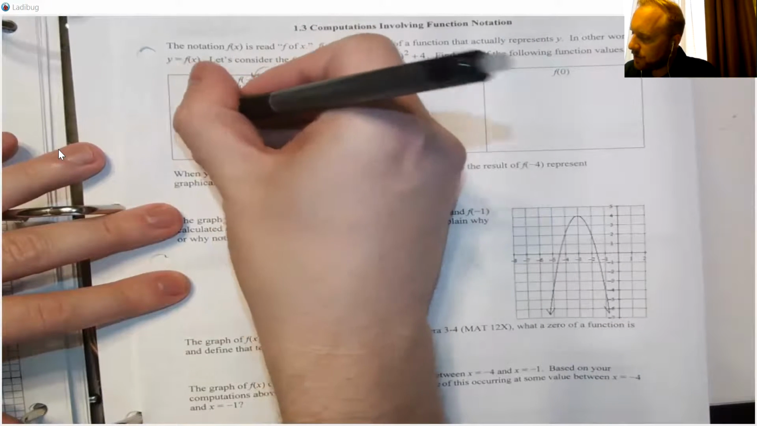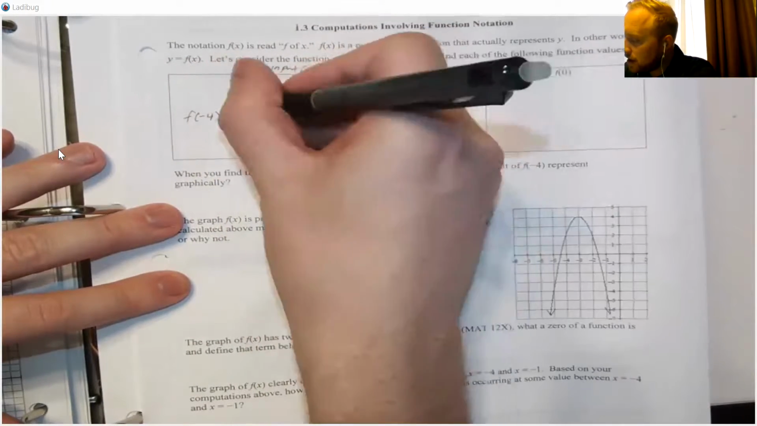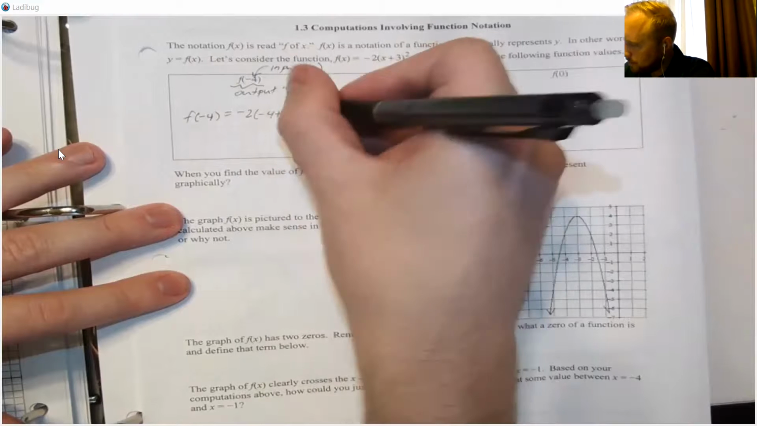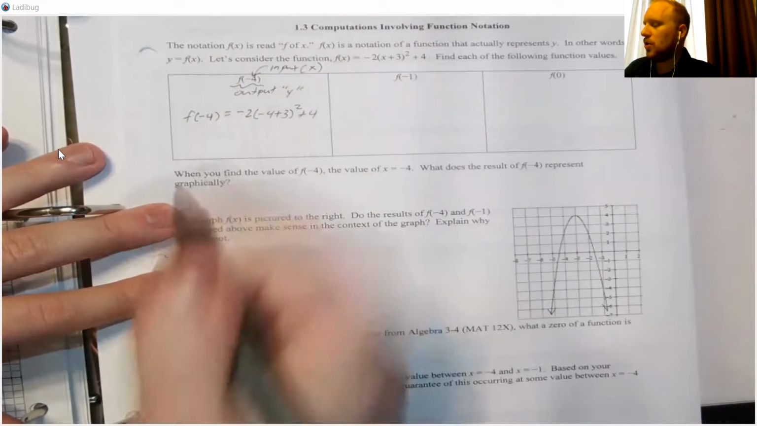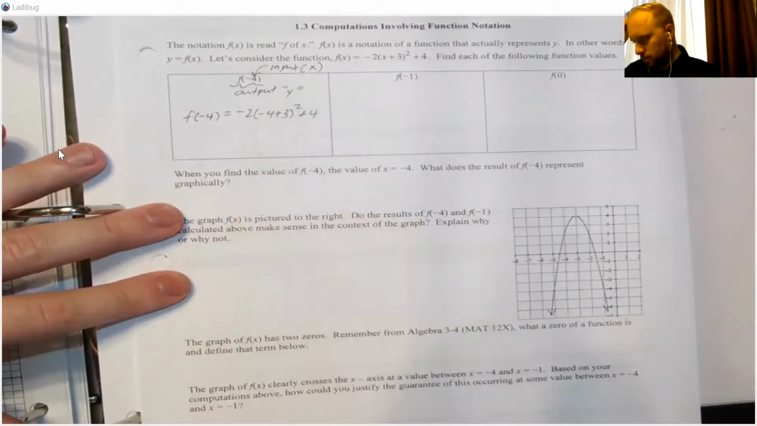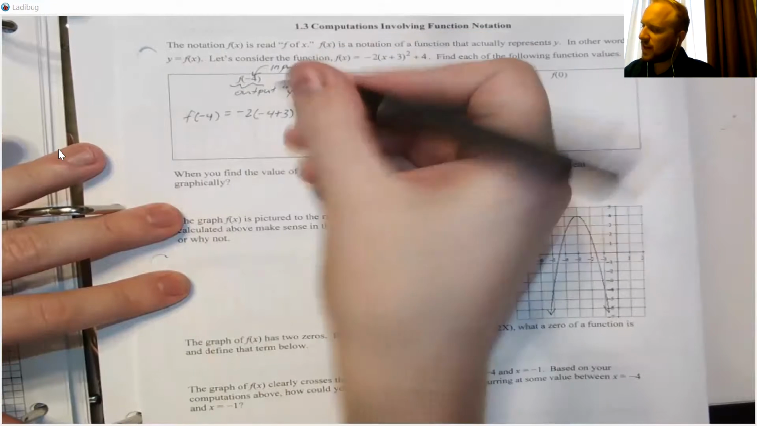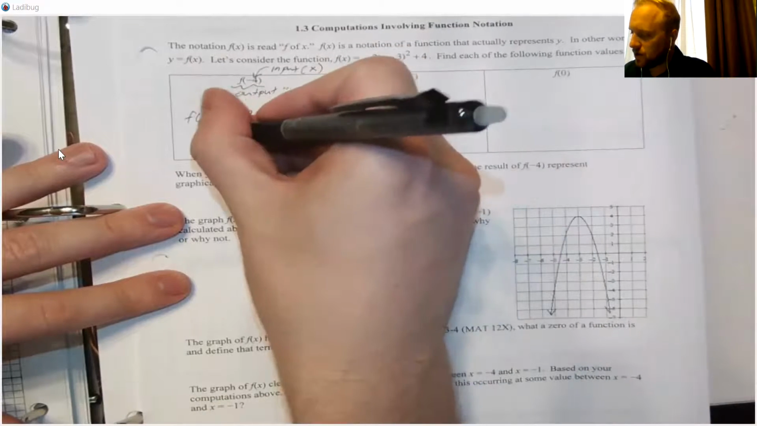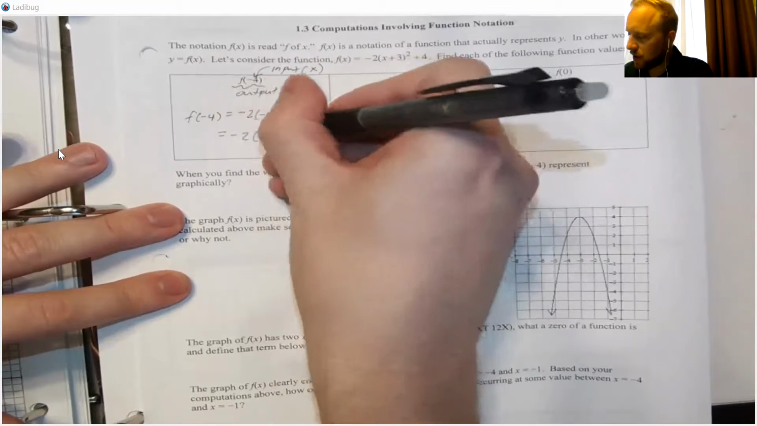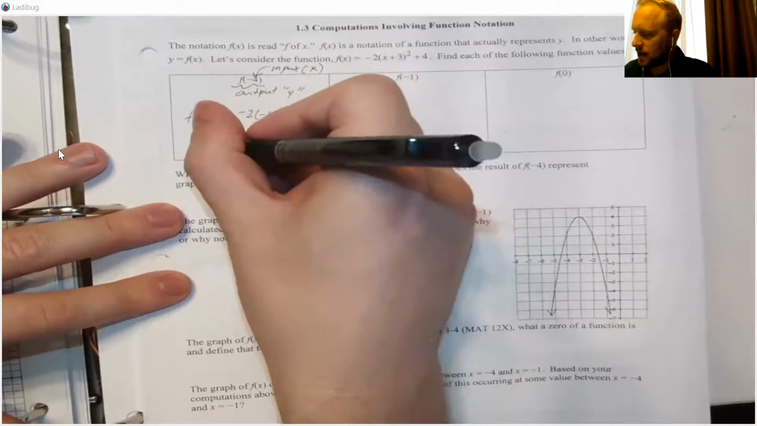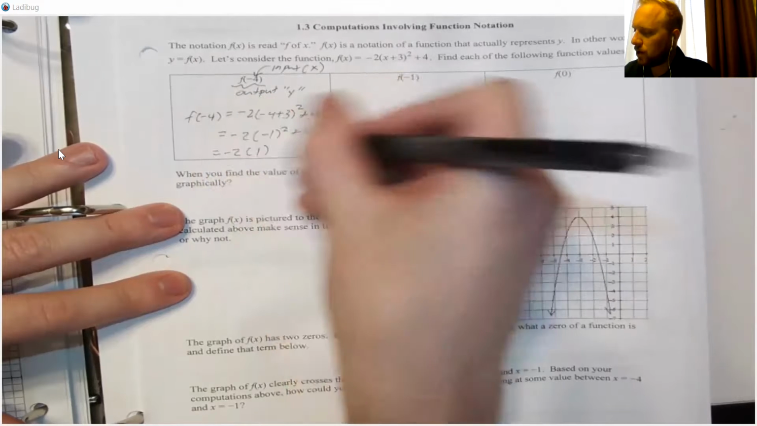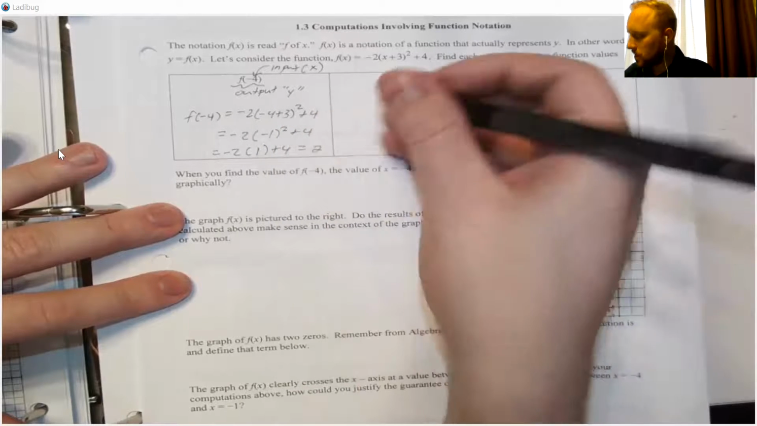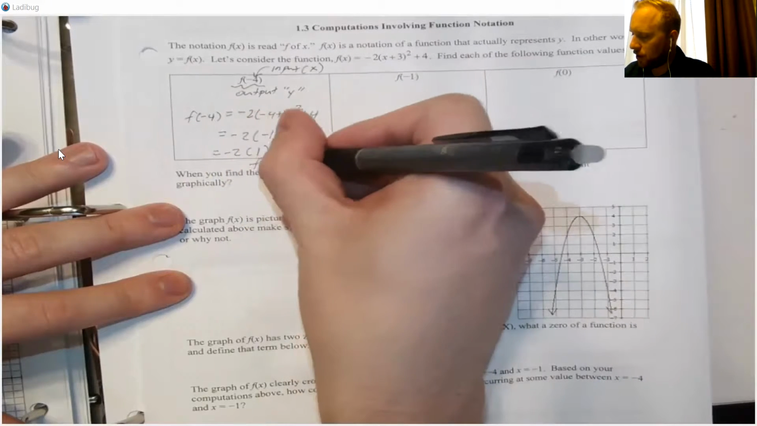So f of negative 4 is equal to negative 2 times (negative 4 plus 3) squared plus 4. You'll notice that I just put a negative 4 to replace the x. The next thing I'm going to do is solve inside the parentheses, using order of operations. So this is negative 2 times (negative 1) squared plus 4. This gives us negative 2 times positive 1 plus 4, which comes out to 4 minus 2, which is 2. So we know that f of negative 4 is equal to 2.